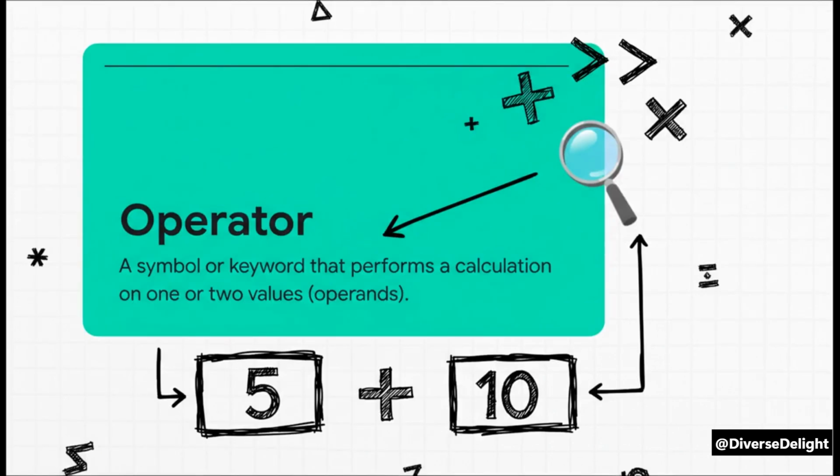Okay, so let's get a really clear definition here. An operator is just a symbol, like the plus sign or the greater than sign, that performs an operation. And the values that the operator is working on, we call those operands. So if you see 5 plus 10, the plus sign is your operator, and the numbers 5 and 10 are the operands. See? Simple as that.